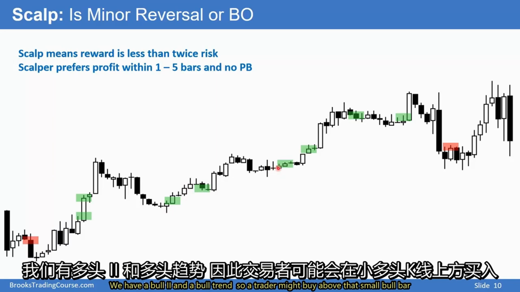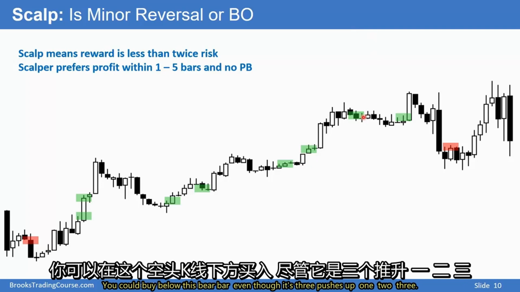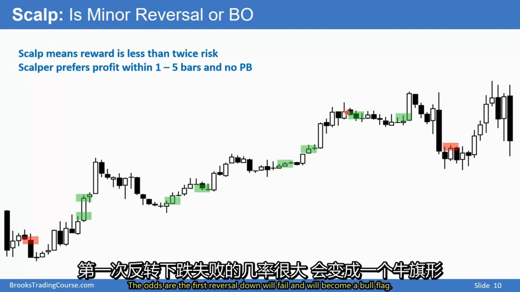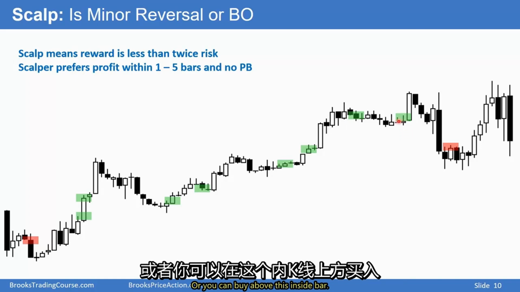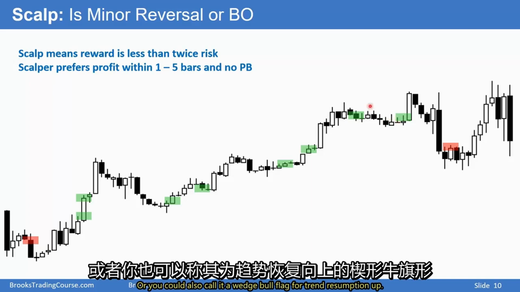Here we have a bull II in a bull trend, so a trader might buy above that small bull bar. And they might buy this close after a bull breakout bar. You could buy below this bear bar, even though it's 3 pushes up, 1, 2, 3, it's about a 15 bar or 10 bar bull micro channel. The odds are the first reversal down will fail and will become a bull flag. Or you can buy above this inside bar. It's a small high 2, high 1, high 2. Or you could also call it a wedge bull flag for trend resumption up.